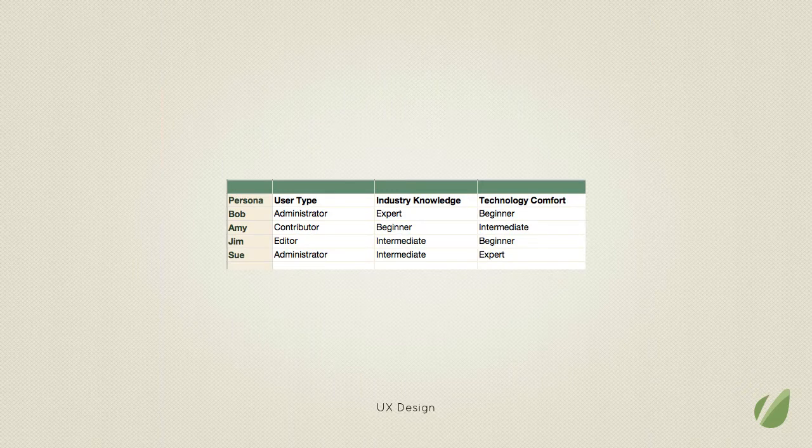Here's an example of how you might go about beginning to create this spectrum of users with different combinations of skill levels and roles in your application. So for example, here we have Bob. He's an administrator, he's an expert in the industry, and he's a beginner with technology. Then you have Amy. She's a contributor in your app. She has beginner level industry knowledge, but intermediate level comfort with technology.